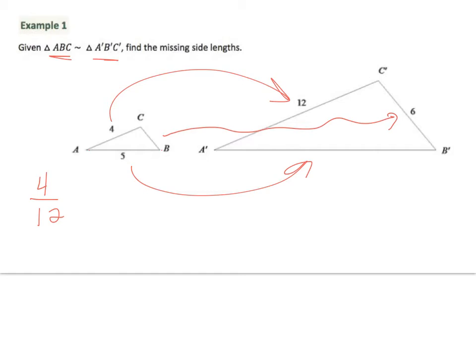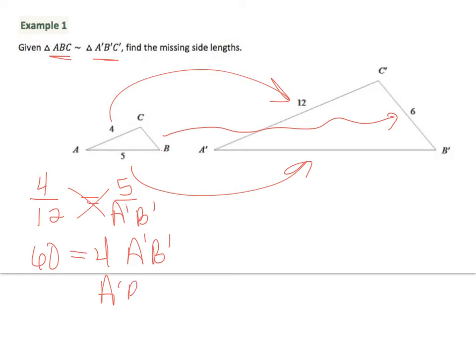So if I did 4 over 12 and I'm trying to find a missing side, I can set that equal to 5 over A prime, B prime. I always cross multiply because it's just how my mind works. 12 times 5 is 24, 48, 60, equals 4 times A prime B prime. If I divide both sides by 4, I get A prime B prime equals 15. So I have the scaled up triangle solved.